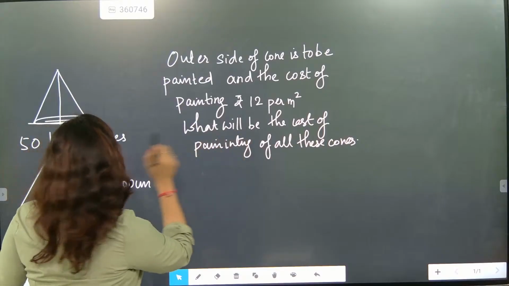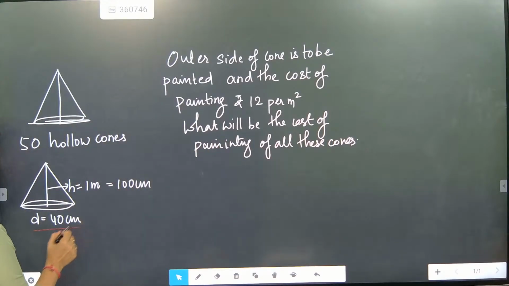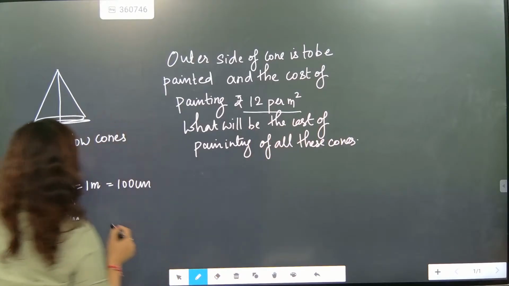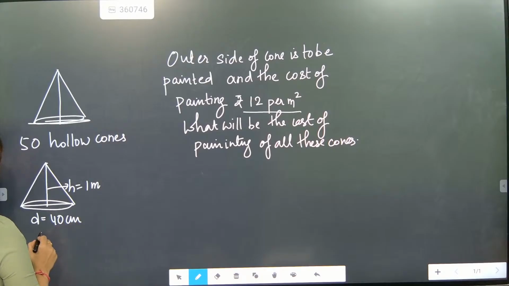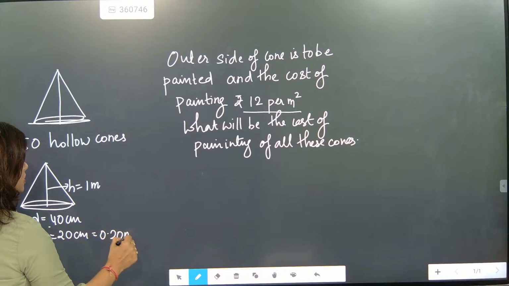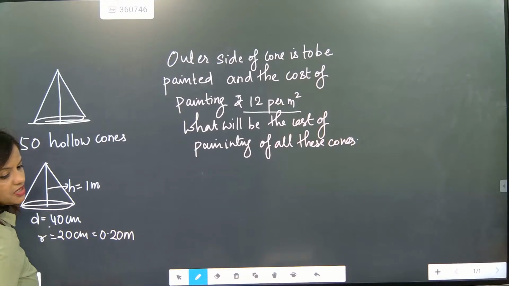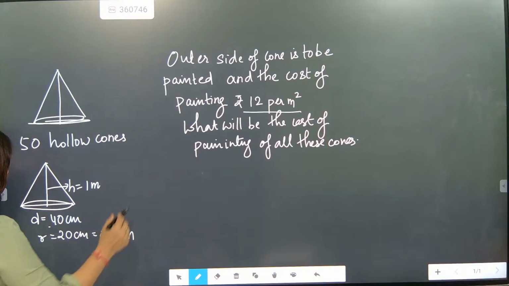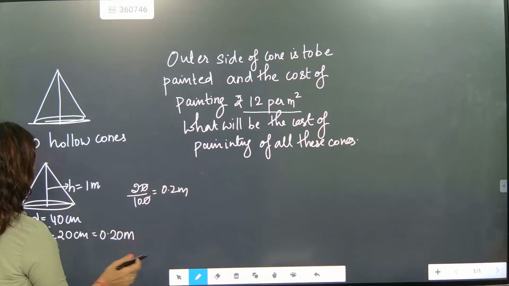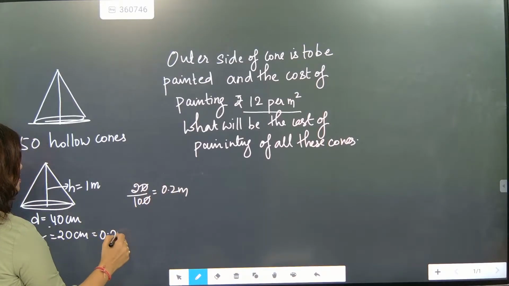So here first you see, this is exactly coming in centimeter diameter, because the entire question is coming in meter, so we will convert it into meter. So diameter is 40, so radius will become 40 divided by 2, means 20 centimeter, that is 0.20 meter. Understood? Because 1 centimeter is equal to 1 by 100 meter. So 20 by 100, that is 0.2 meter is coming. So 0.20 or 0.2 meter is the radius.